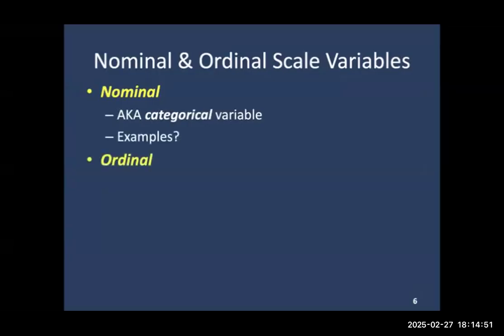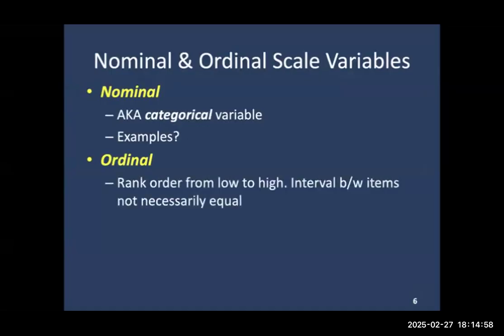Ordinal scale variables are different, like categorical variables, but now we are ranking them. But the ranking doesn't have a quantitative component to it. In other words, the interval between the terms is not consistent. That's what I mean by that.